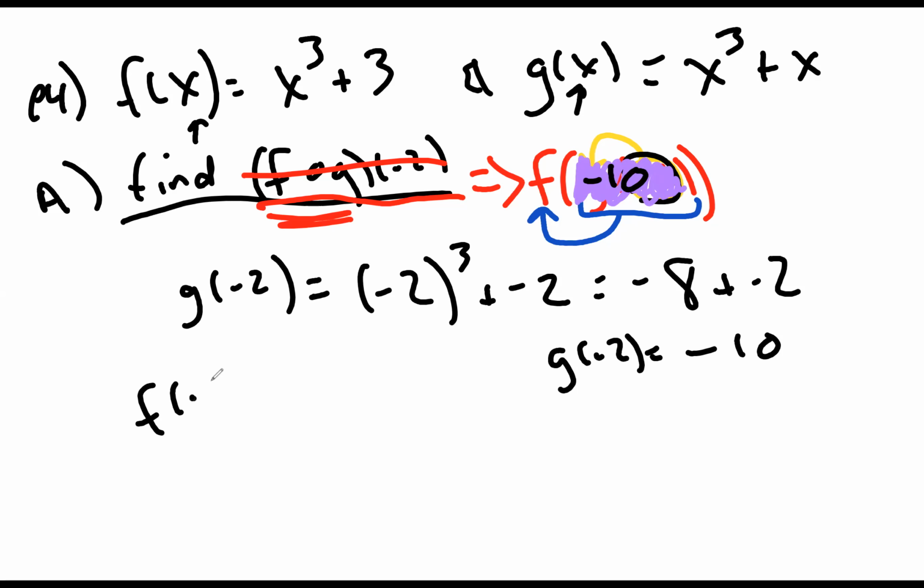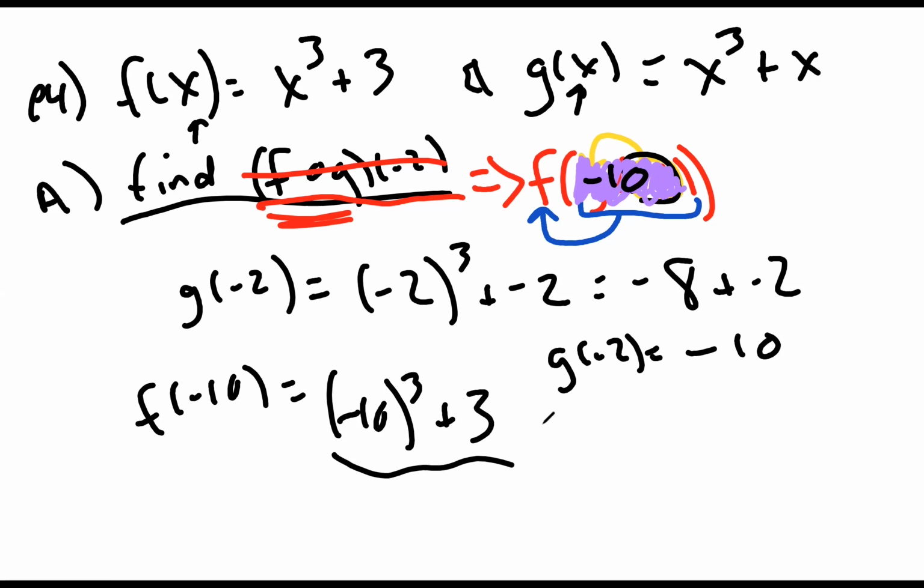And so I'm going to say, okay, well, F of -10. And that's going to be -10 to the third plus 3. And now I'm just calculating this. And so I'm going to have -10 times -10 times -10, which is going to give you the number -1000. And then I'm going to add 3 to that, and I'm going to get -997.